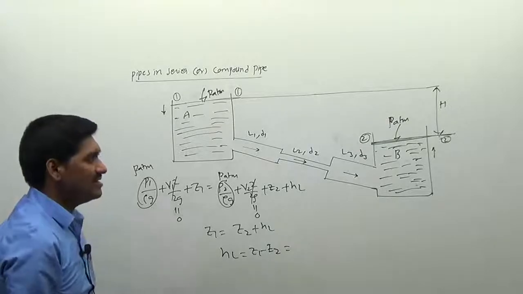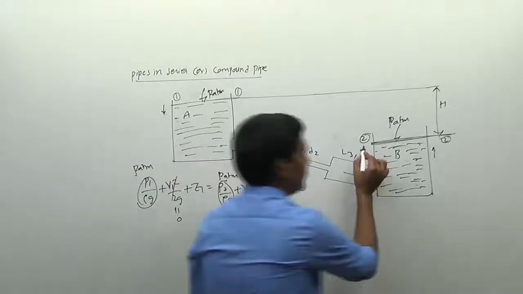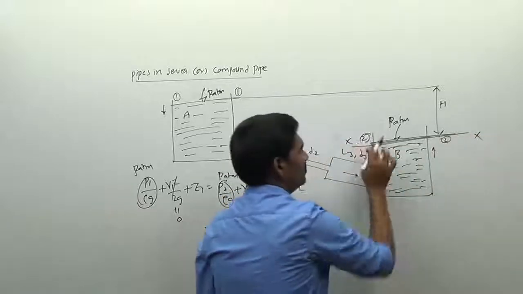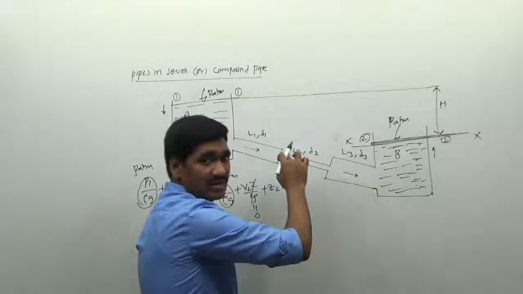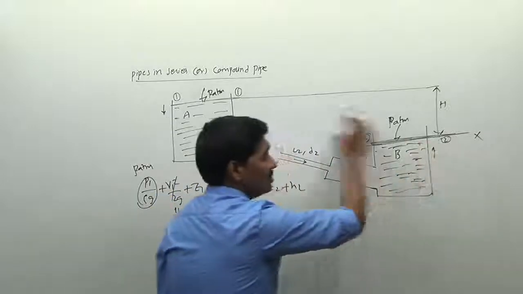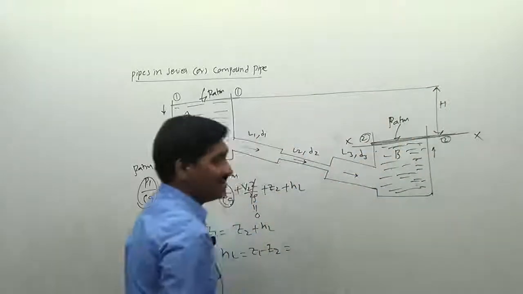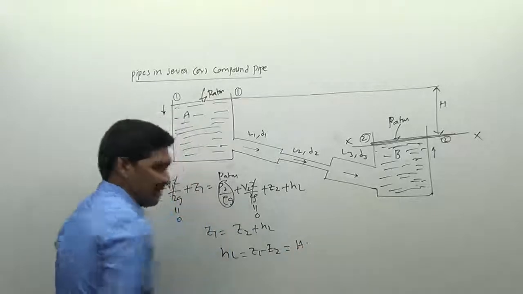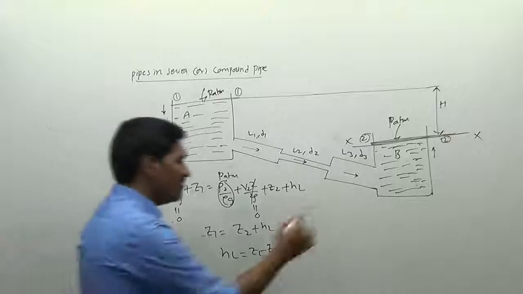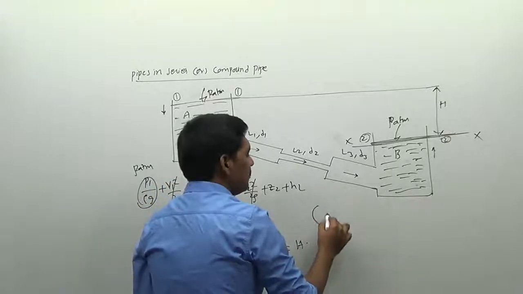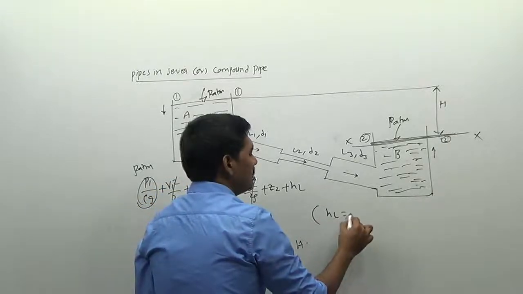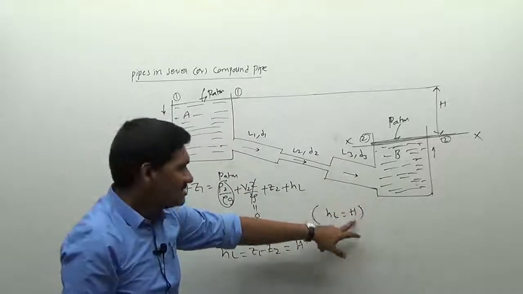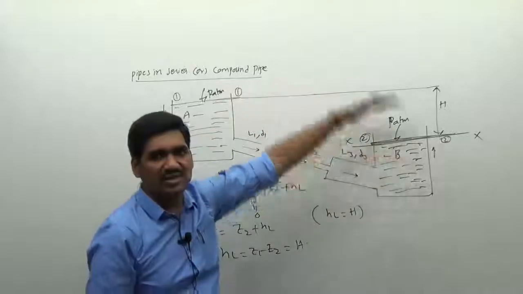So I am taking the reference level. Where should we take the reference level here? Let us take the datum level at this position. I am taking this one as the datum level XX for example. Distance from the datum level to the topmost level is equal to H I can write. Therefore I can write the value as Z1 minus Z2 is equal to H, the total height. Therefore the very important relationship we can get is the total head loss in the given pipeline is equal to the height H, and this is the height between the two reservoirs.